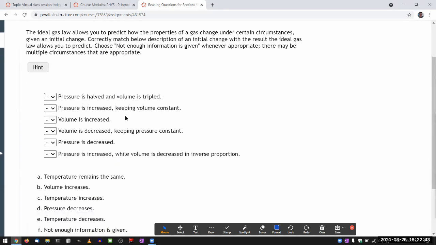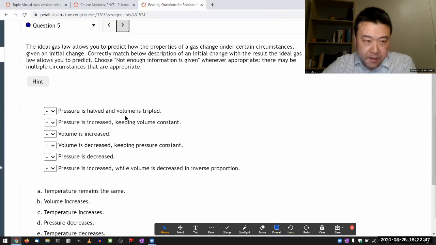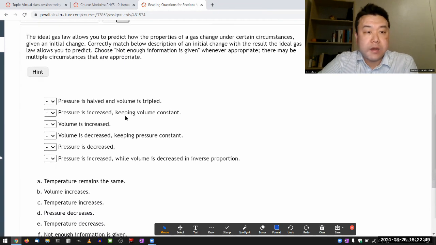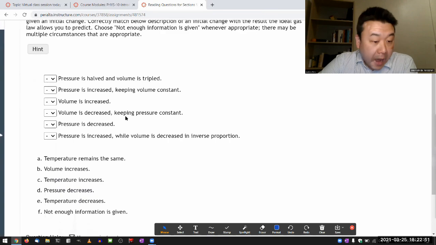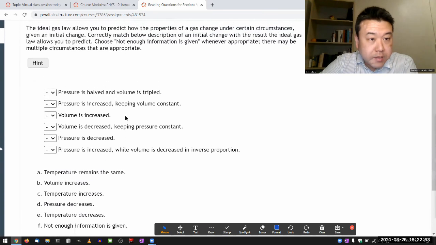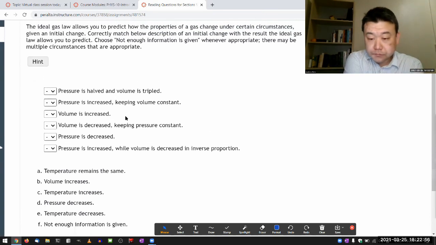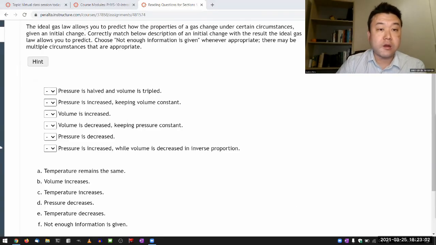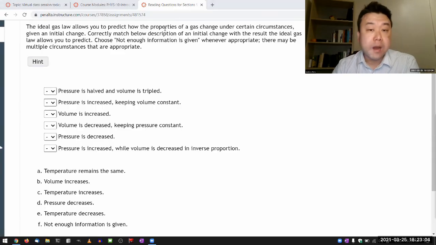Oh yeah, I think it's worth answering. So let me answer it, and I actually do talk about this in one of the videos. I'll highlight that. So the question is asking: the ideal gas law allows you to predict how properties of a gas change under certain circumstances, given an initial change. Correctly match.